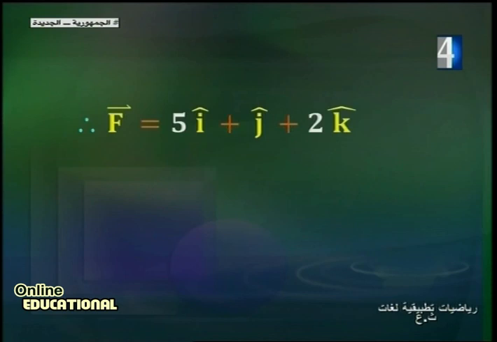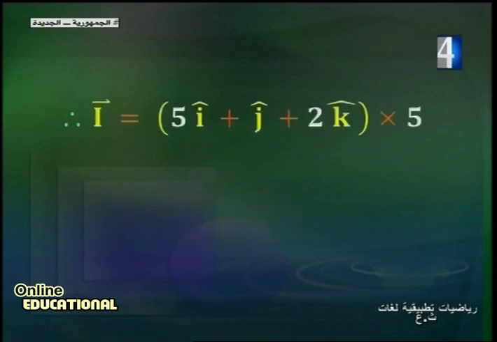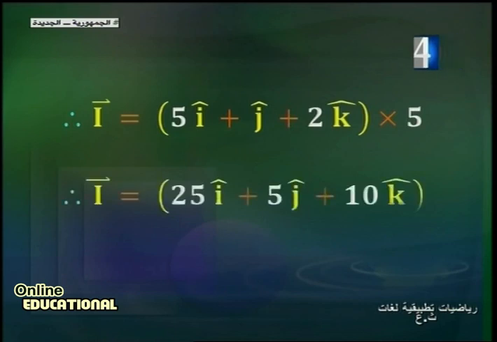What about the impulsive force? Impulsive force I equals vector F multiply time T. Then I vector equals 5i plus j plus 2k multiply 5. I equals 5i multiply 5 which equals 25i, plus 5j, plus 2k multiply 5 equals 10k. Now we have the impulse as a vector.